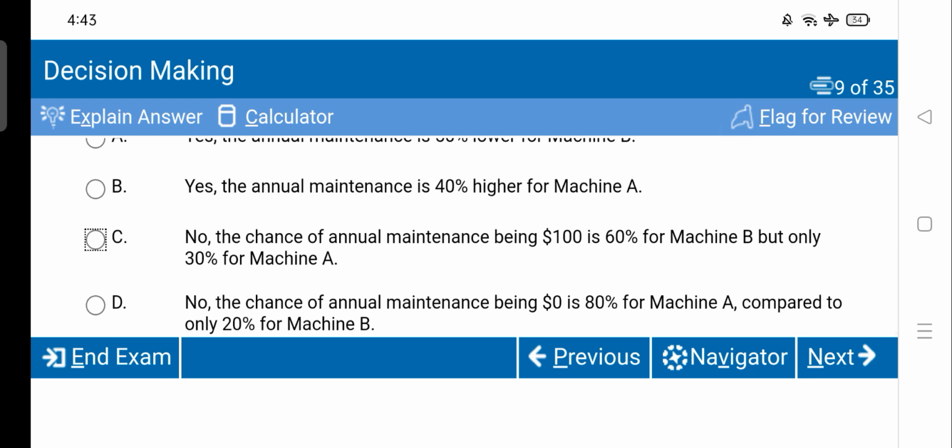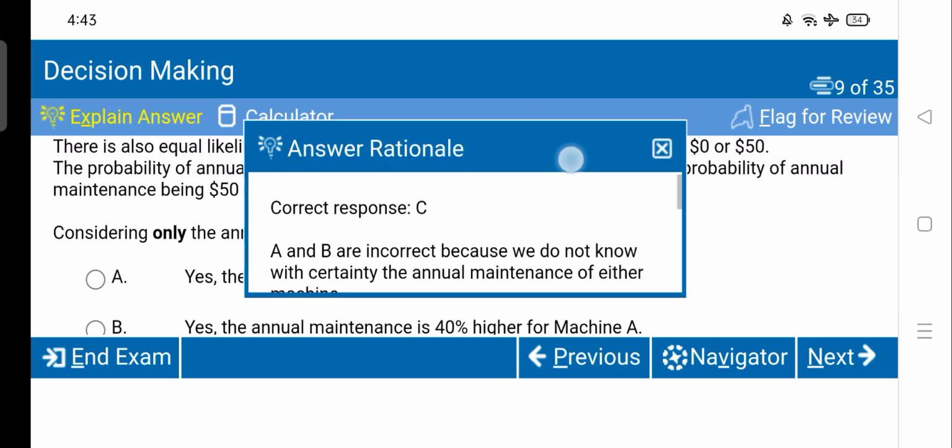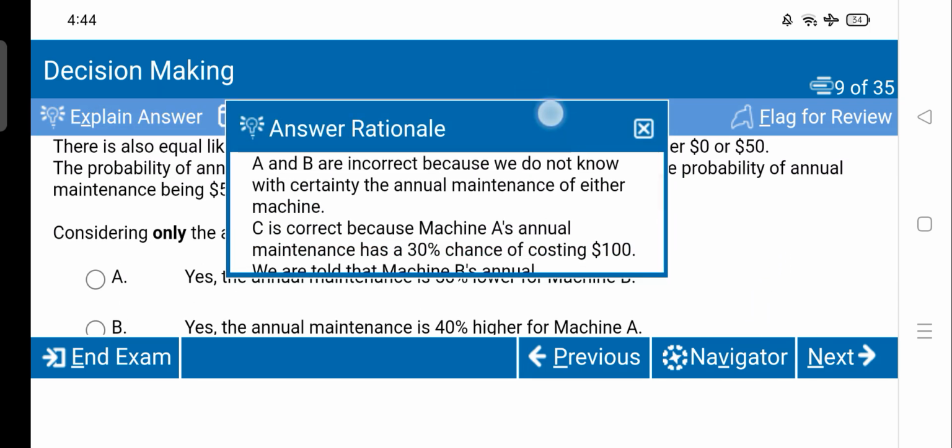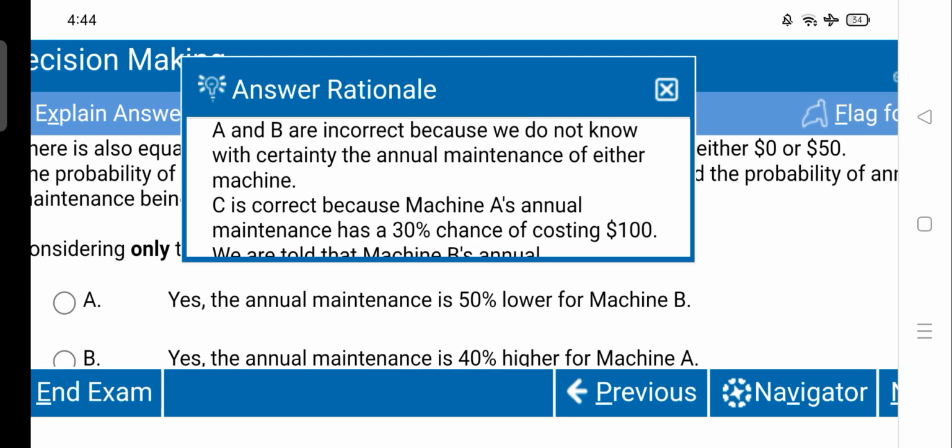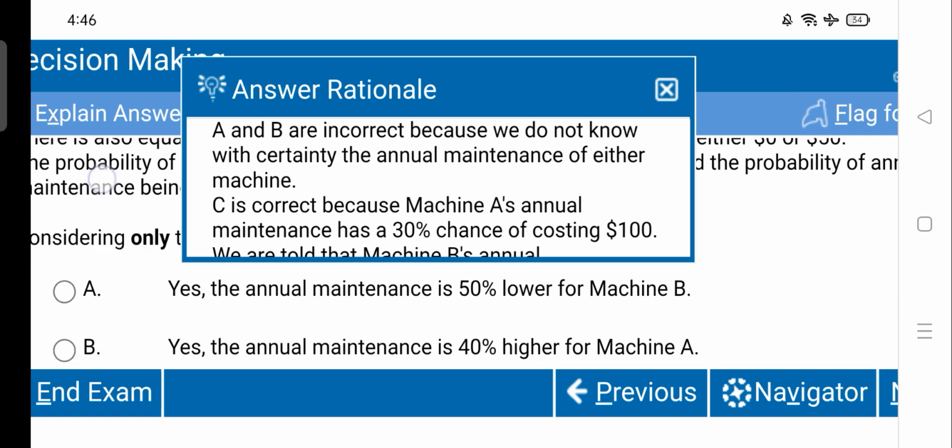Option D: no, the chance of annual maintenance being $0 is 80% for machine A, compared to only 20% for machine B. So here the correct option is option C. A and B are incorrect because we do not know with certainty the annual maintenance of either machine.